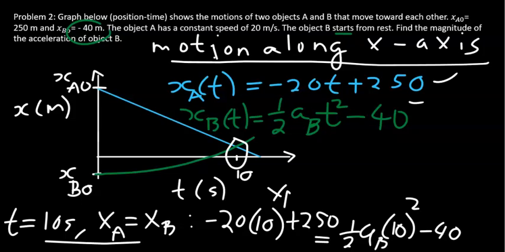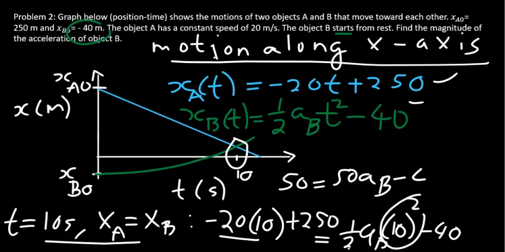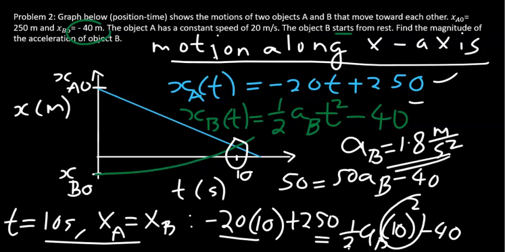So the left-hand side is xa, the right-hand side is xb. So the left-hand side is minus 200 plus 250, so that is 50. The right-hand side is half times 100, so that is 50 ab minus 40. And we can solve for the unknown acceleration. So the acceleration of object B turns out to be 1.8 meters per second squared.